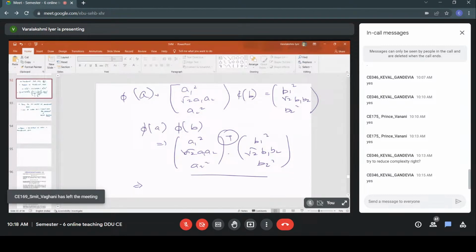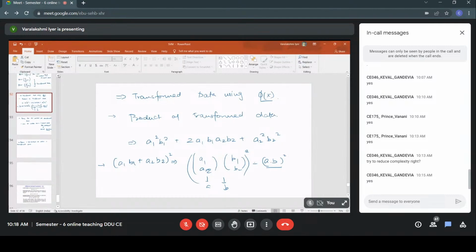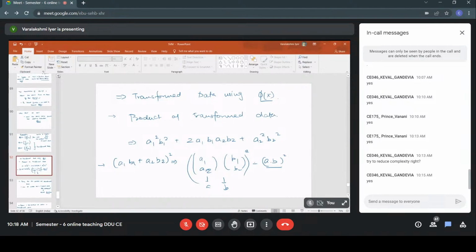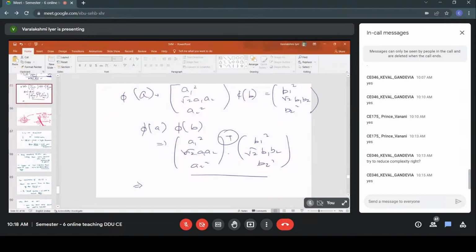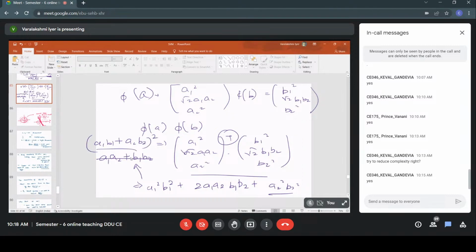Let us see in the calculation itself. You'll get something of the form a1 square b1 square plus 2 a1 a2 b1 b2 plus a2 square b2 square. Ultimately, this is equal to a1 b1 plus a2 b2, the whole square. And this is equal to a dot b, the whole square. Tell me, are you getting this?